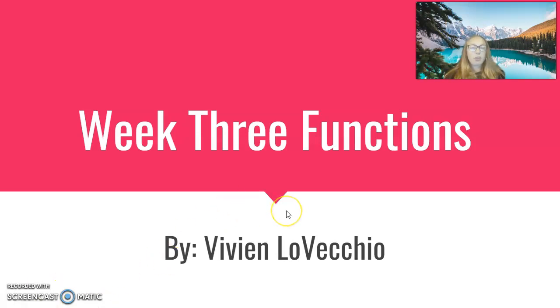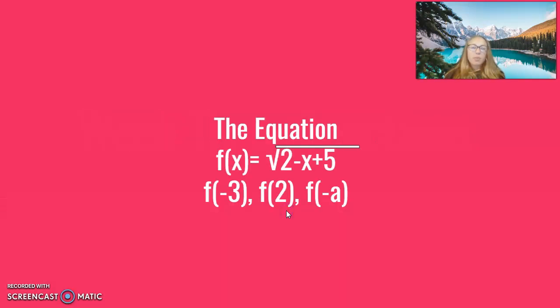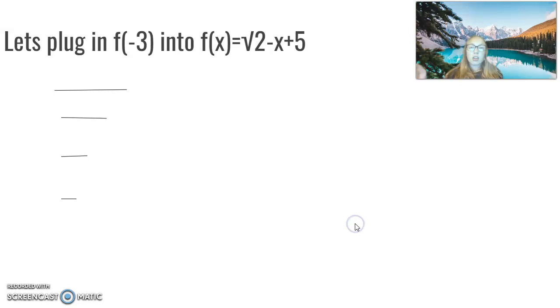This is the week 3 functions. So my equation was f(x) equals the square root of 2 minus x plus 5, and we were all given the same numbers of -3, 2, and -a. So let's begin with the -3. Let's plug it into our equation to look something like this. So f(-3) equals the square root of 2 minus -3 plus 5.